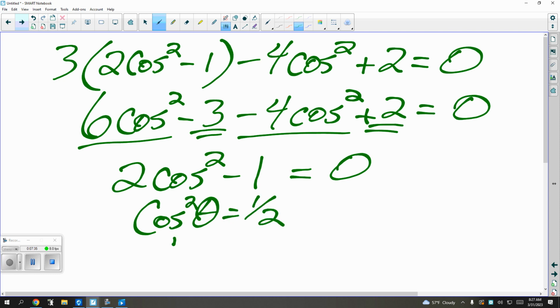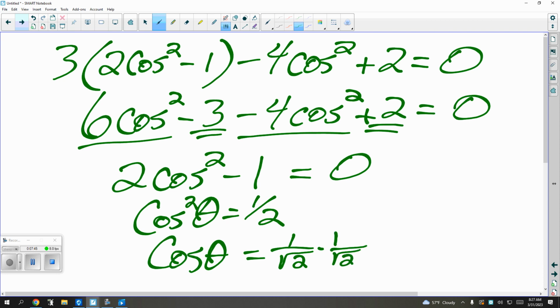So cosine theta equals the square root of 1, which is 1, and the square root of 2, which is the square root of 2. But then I'm going to fix that, and then I'm going to do square root of 2 over 2. But wait, it was cosine squared. So I got to put plus or minus here because it was cosine squared.